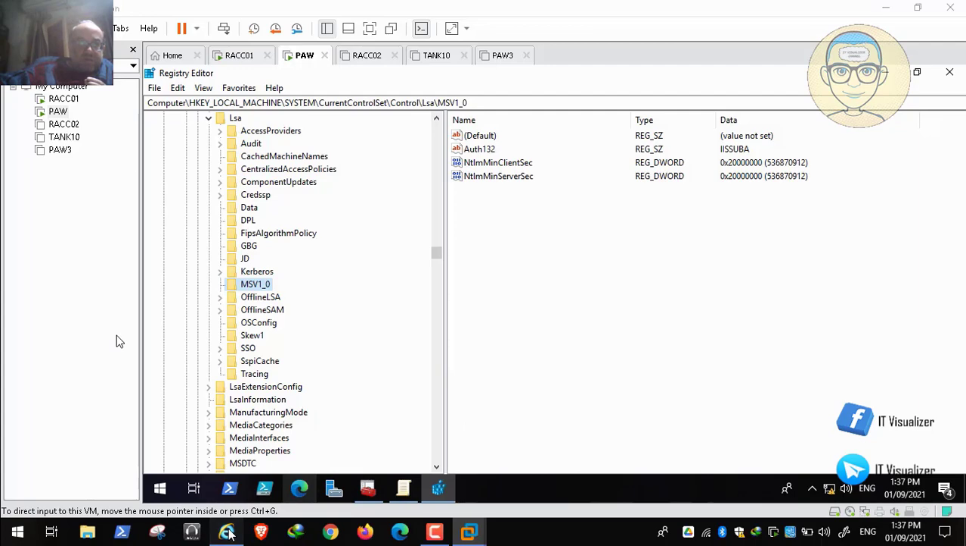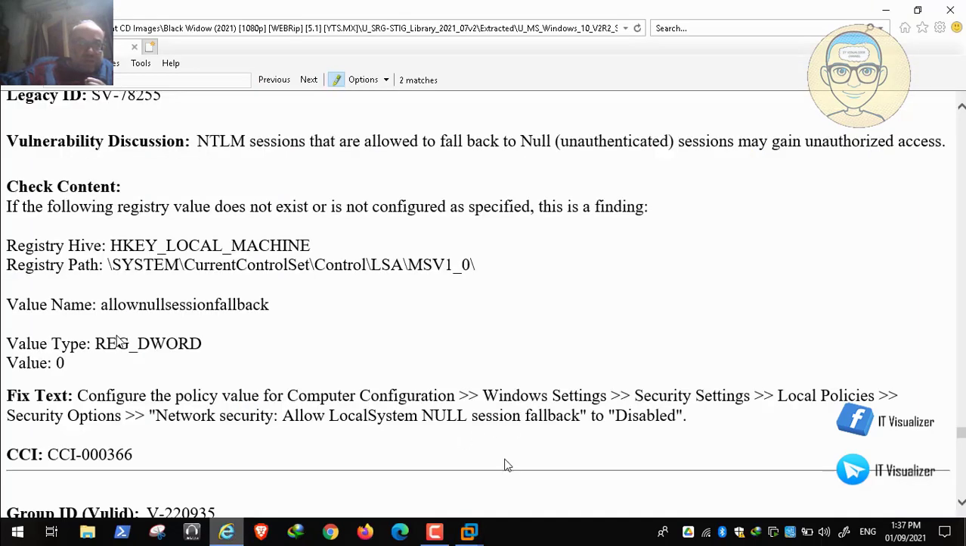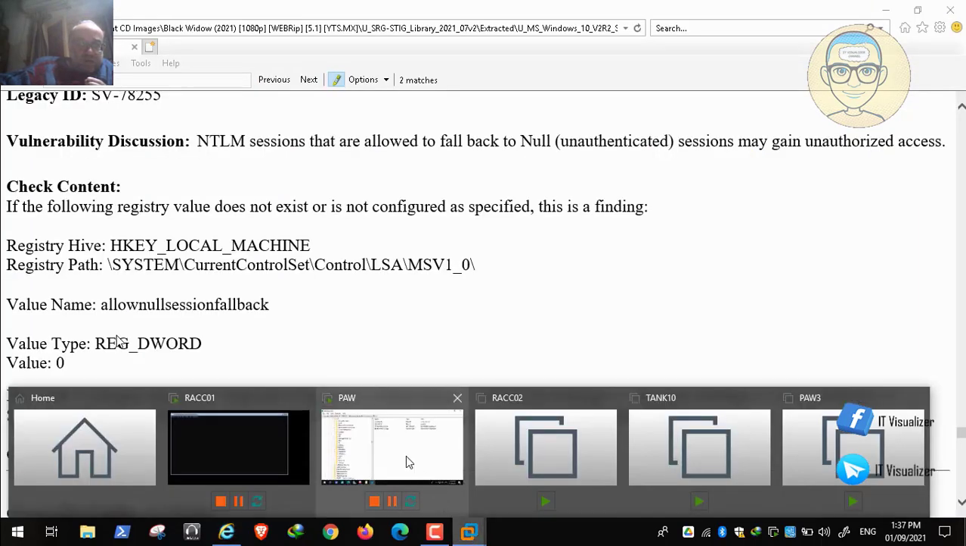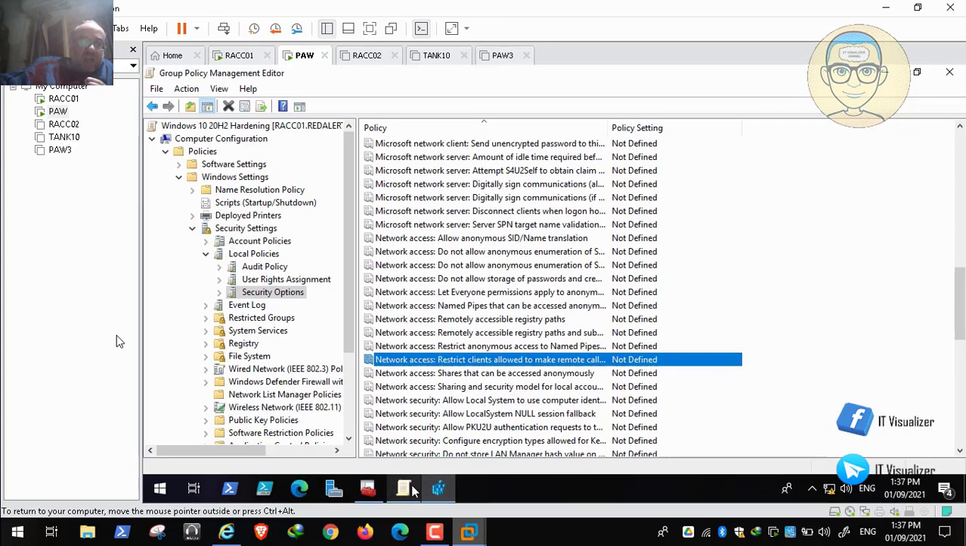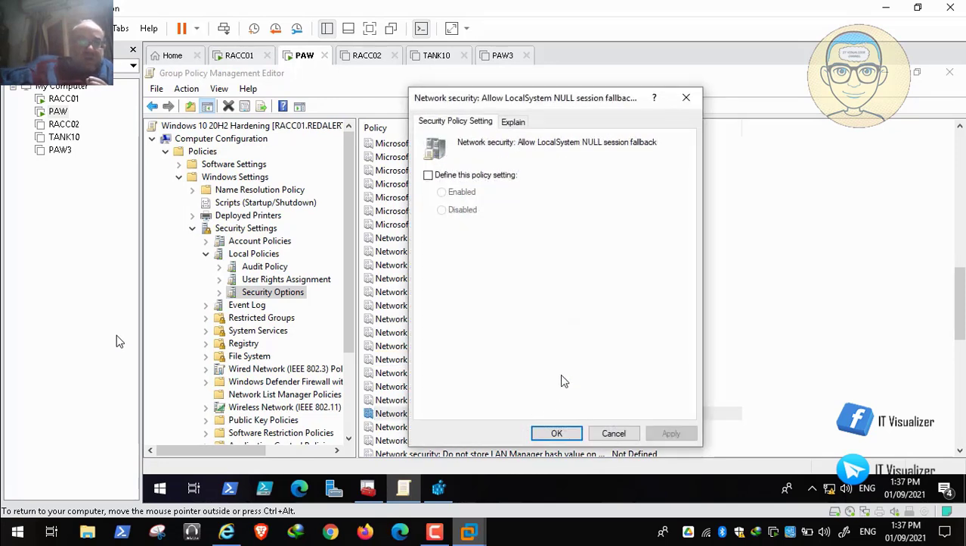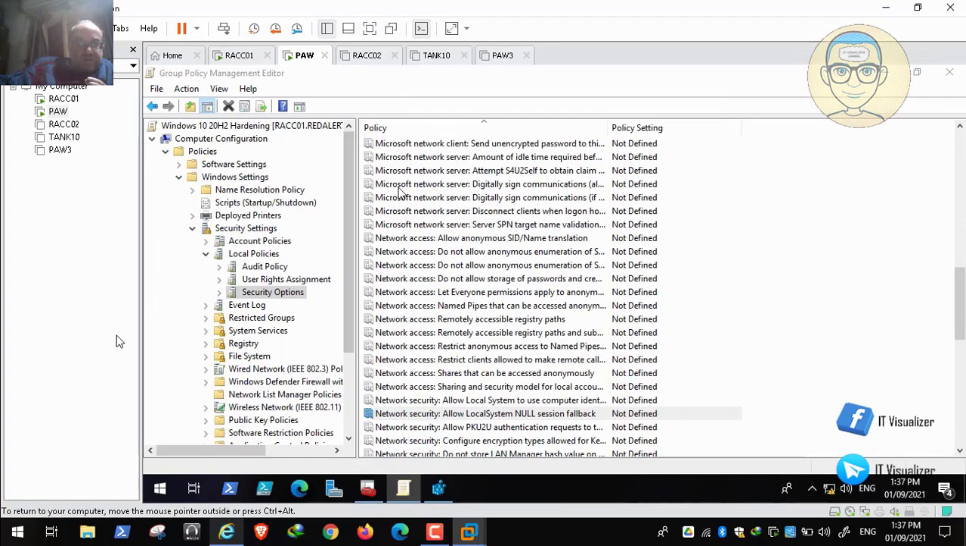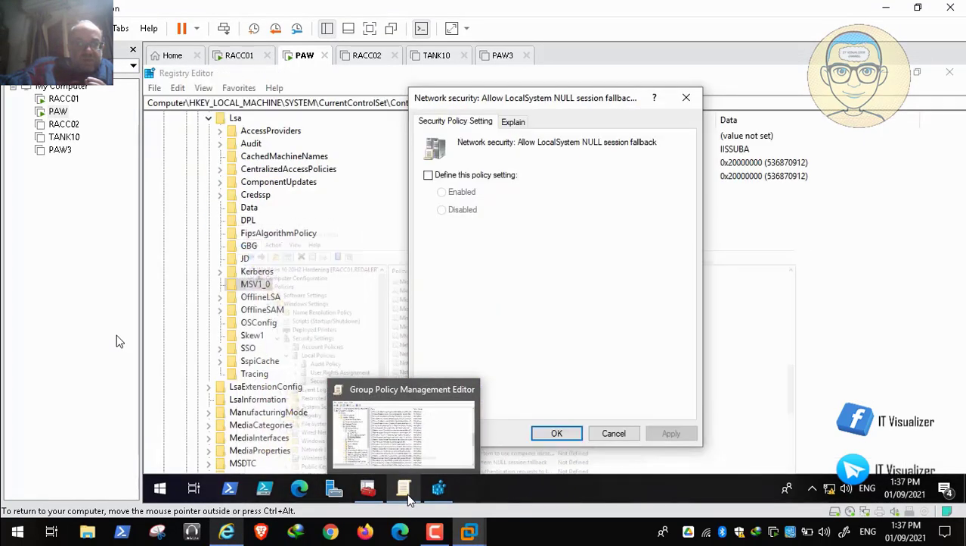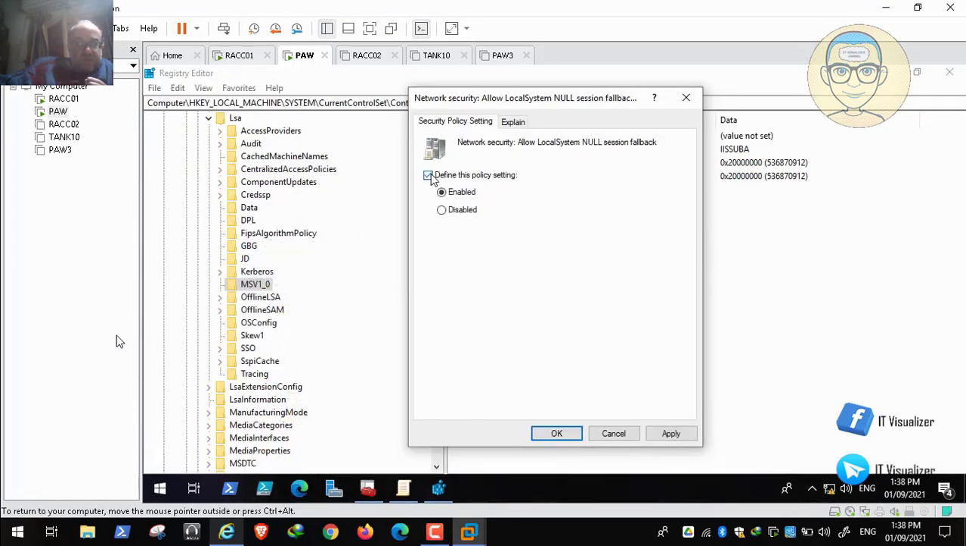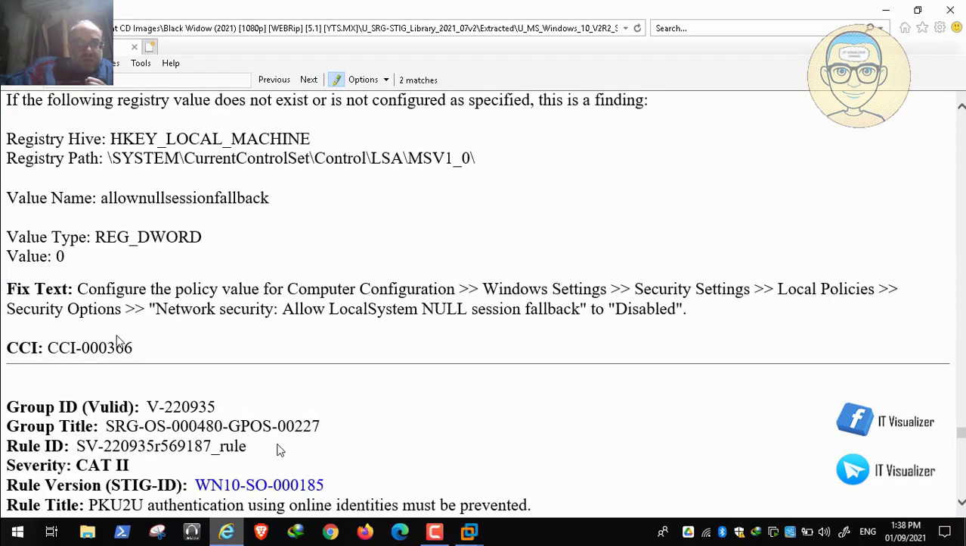Anyway, so we will make it disabled. We will not allow the connection to the machine unless it is authenticated using the Kerberos protocol. I think here we can disable this option. We need to tell him to disable. So let's continue working.